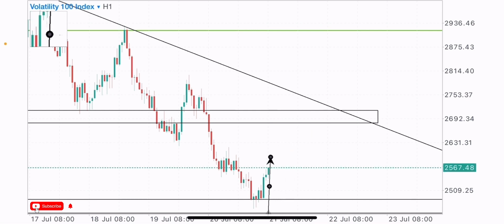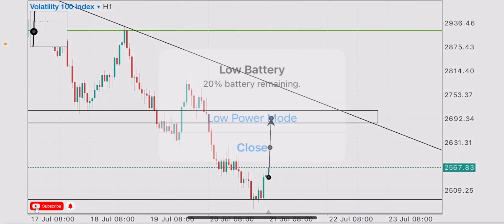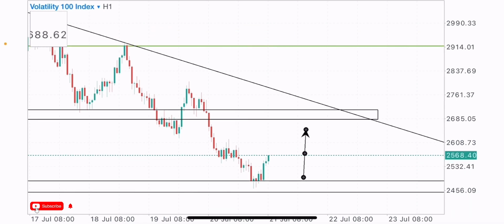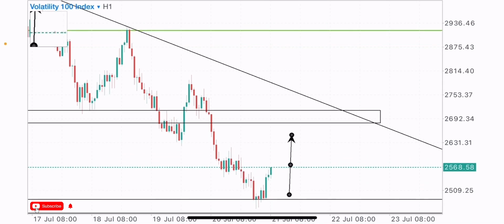So how do we take these buys? Because we are short-term bullish, we're expecting the buys to this zone for the sell-off to the downside. So how do we expect to get into this trade on V100 index?